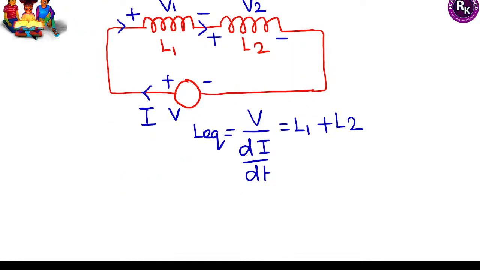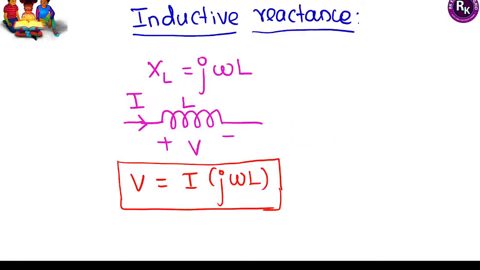Similarly, if you are talking about the total inductance, it will become L1 plus L2. When we are connecting two inductors in series, that is the formula to calculate the L equivalent.